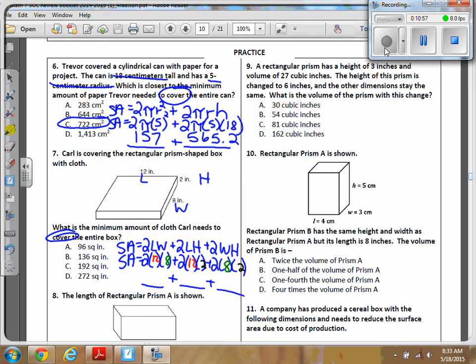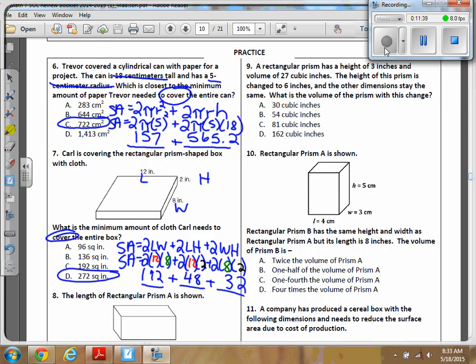So I'm going to do 2 times 12 times 8, and I get 192. Then I'm going to do 2 times 12 times 2, and I get 48. Then I'm going to do 8 times 2 times 2, or 2 times 8 times 2, and I get 32. Now I can just add all 3 of those numbers together, so 192 plus 48 plus 32 gives me 272 square inches. All right, I'm going to flip up to number 9, so I don't have to scroll down.